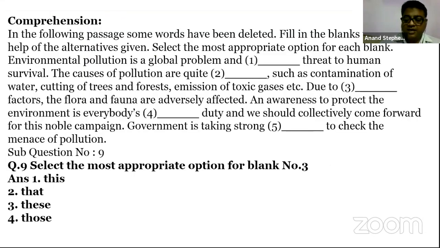So here is the first exercise. Select the most appropriate option for blank number 3. We have 4 options: this, that, these, those. So let us go through this passage right from the environmental to pollution. Have a look over it. So what is the right answer for blank number 3?